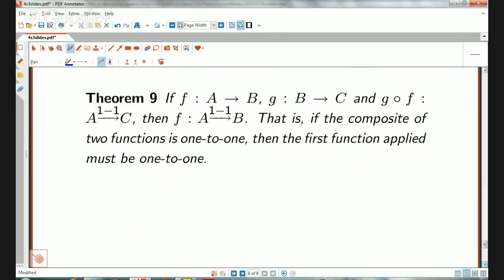Oh, no, this one's similar to exactly three of them ago that had the onto. The second one, if G composed of F was onto, then G was onto. If G composed of F is 1-to-1, then F is 1-to-1. So you have two functions, F and G, and G composed of F is 1-to-1. Show that F is 1-to-1. That's what we're doing. So what's the hypothesis?